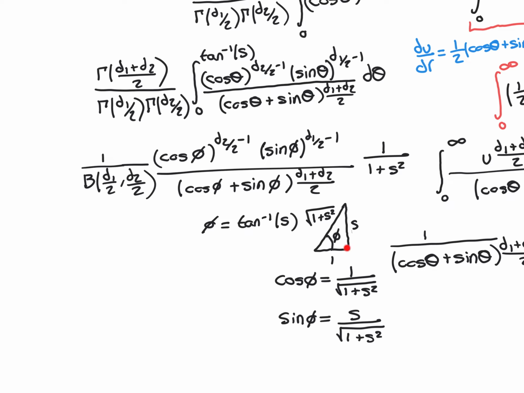So cos of phi is going to be the adjacent over the hypotenuse. By Pythagoras' theorem, the hypotenuse here has length the square root of 1 plus s squared. So cos of phi is therefore going to be 1, the adjacent, divided by the length of the hypotenuse, which is the square root of 1 plus s squared. So this is the formula in terms of s for cos of phi. So we just need to replace these cos of phi's with that. And then sine of phi is going to be opposite over hypotenuse, which is s over the square root of 1 plus s squared. So this is what we need to substitute in for sine of phi's here.